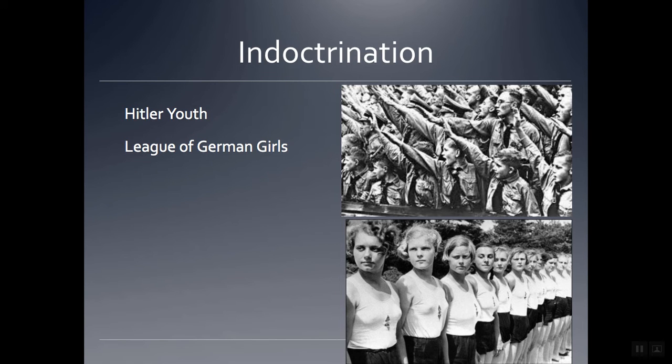Indoctrination. So obviously, you guys, there's a huge focus on youth. Hitler had two organizations. He had Hitler Youth and the League of German Girls. So Hitler Youth, that was him training the next generation of Nazi soldiers, pretty much. Indoctrinating them, teaching them about stereotypes towards Jews, how to identify a Jew. We'll look at that in a second.